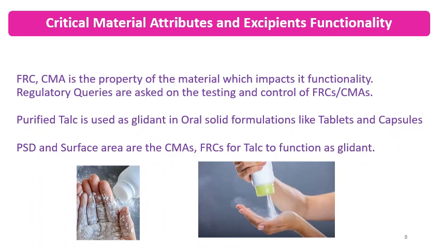The FRC or CMA is the property of the material which impacts its functionality. If that property is not there, then its function will be lost. Regulatory queries are asked on the testing and control of these FRCs and CMAs. If the regulator finds that the FRCs are not adequately controlled and studied, the regulatory authorities nowadays are asking many queries on the CMAs and FRCs.